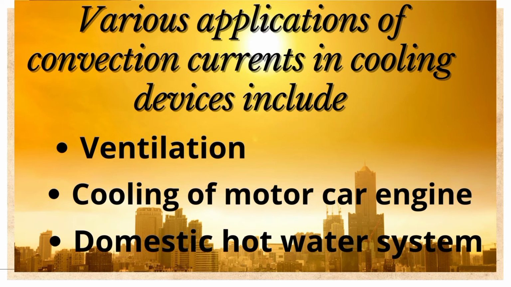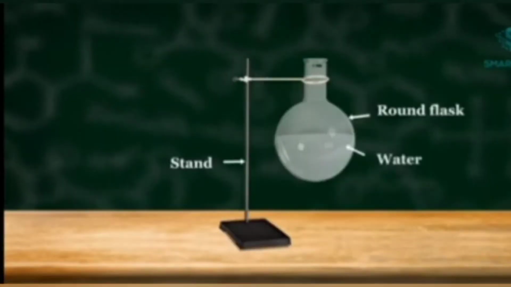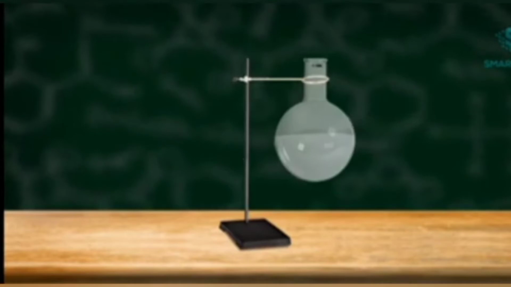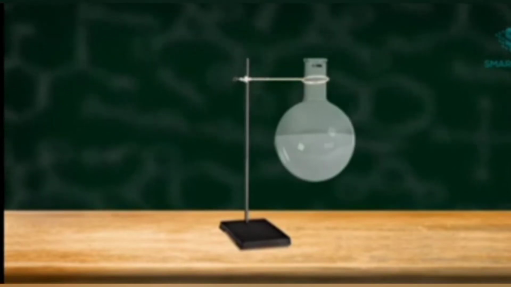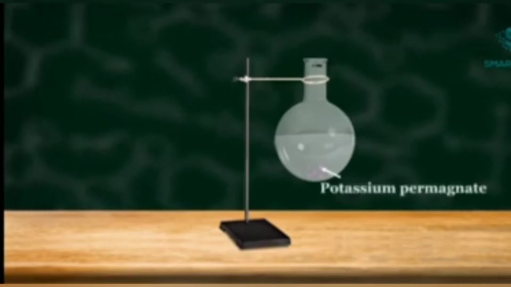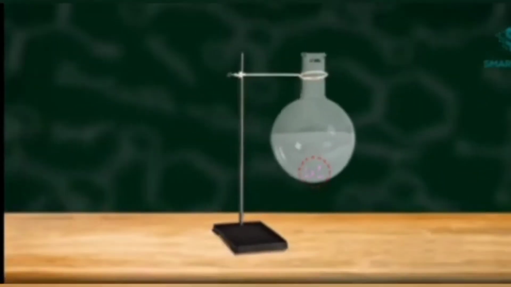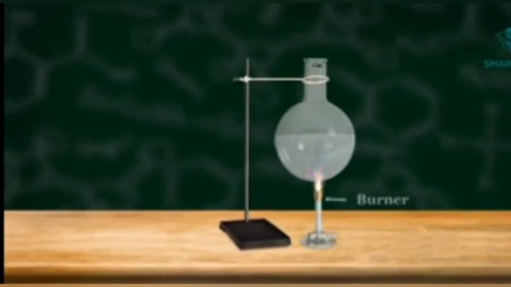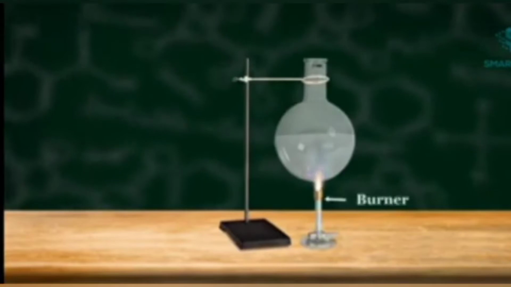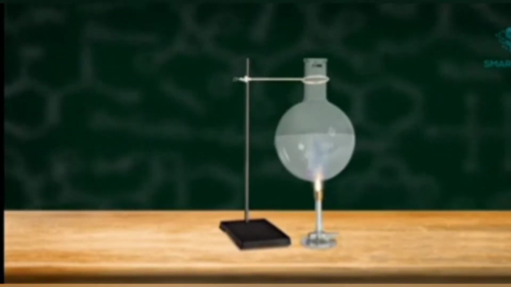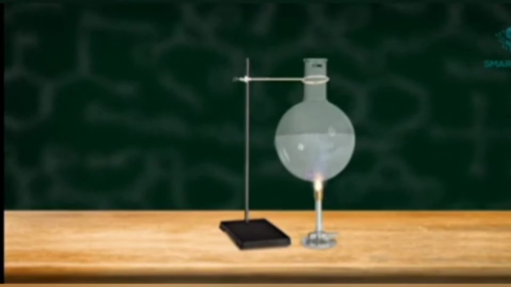Now we're going to see a video to back up this claim. Heat and learn how the convection of heat takes place in water and air. Take a round flask and fix it to a stand. Fill the flask with cold water, then carefully drop a few crystals of potassium permanganate to the bottom of the flask.